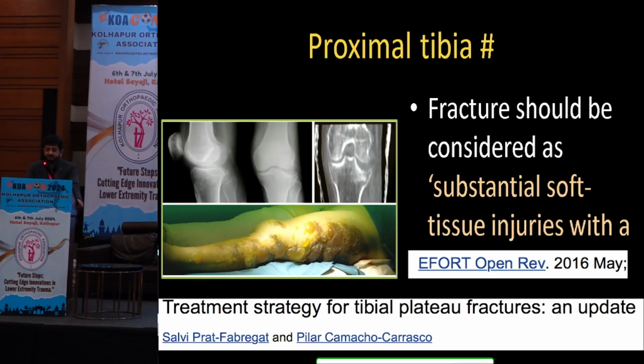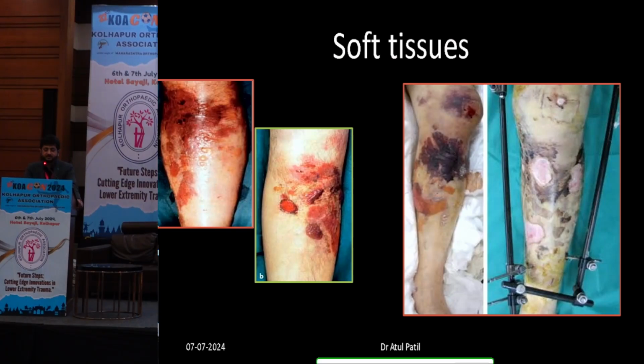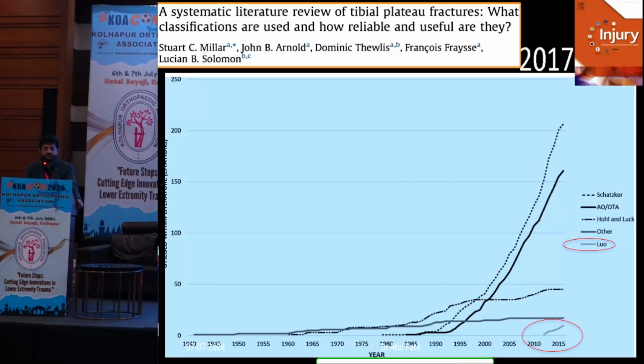So a proximal tibia fracture should be considered as a substantial soft tissue injury with a bony element. Upper end tibia is nothing but soft tissue management, and then secondarily you have to manage the bone. So if this is your skin condition, how will you go for surgery? You have to first take care of soft tissues, spanning external fixator followed by internal fixation.